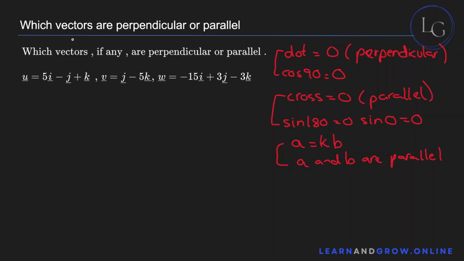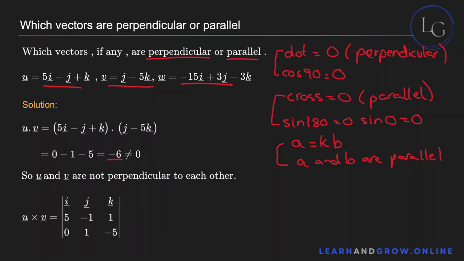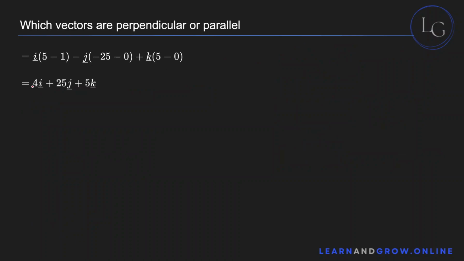Now let's see. We've been given these three vectors, U, V, and W, and we need to find if these three are perpendicular or parallel to each other. Let's take U and V. To find out if U and V are perpendicular to each other, we will take the dot product and see if it is equal to 0. And in this case, it is not equal to 0. It is equal to -6, which means that the two vectors are not perpendicular. Similarly, to find out if they are parallel, we take the cross product, and that gives us this. And this is also not equal to 0, which means that U and V are not parallel either.